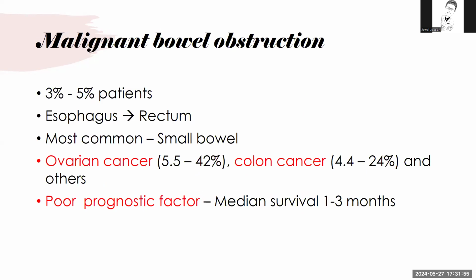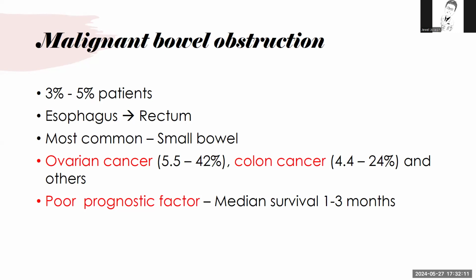So coming to the gastrointestinal system, the first thing would be malignant bowel obstruction. Malignant bowel obstruction can happen in again 3 to 5% of the patients. It can happen anywhere from esophagus to rectum. The most common site would be small bowel.